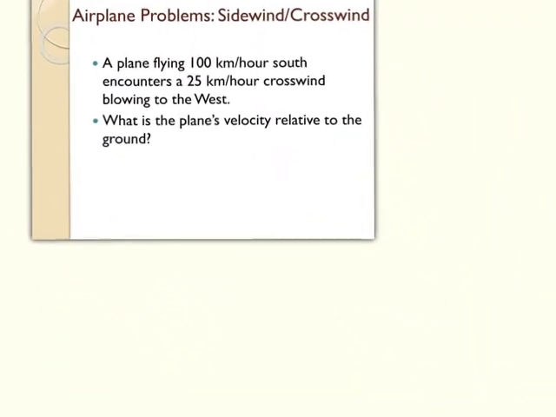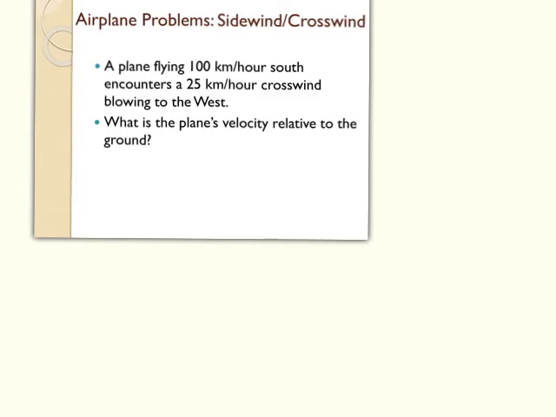So we have a plane flying south at 100 kilometers per hour. Sounds familiar. So here's our south at 100 kilometers per hour. But we have a crosswind, a crosswind of 25 kilometers per hour to the west. Which is going to be to the left, so I'm going to draw that up here. 25 kilometers per hour west. Alright, we want to know what's the plane's velocity relative to the ground.